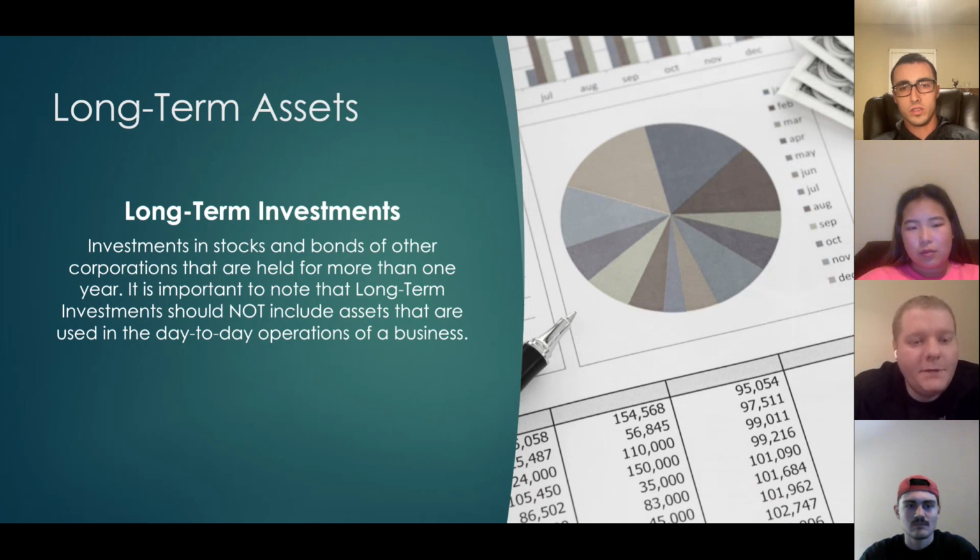Long-term investments are going to be stocks and bonds of other corporations that are held for more than a year. It's important to note that long-term investments should not include assets that are used in the day-to-day operations of a business.